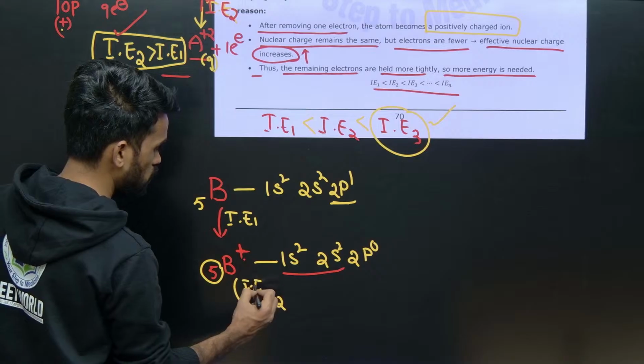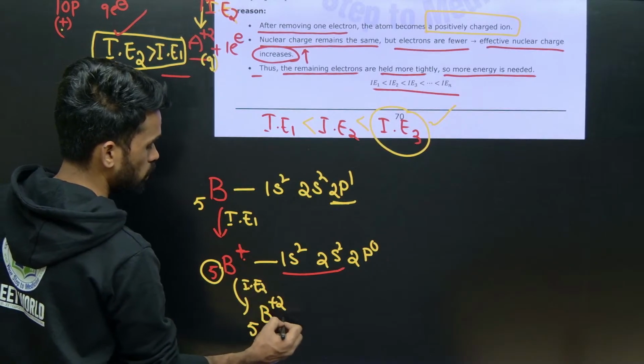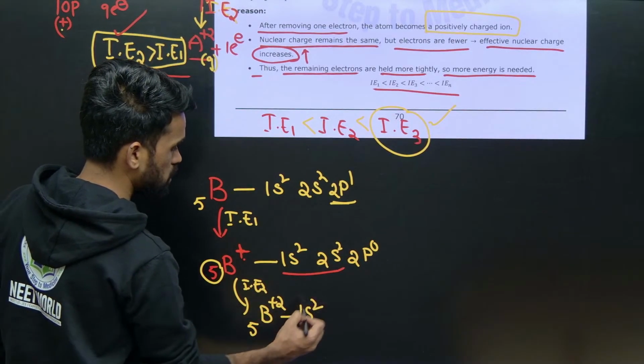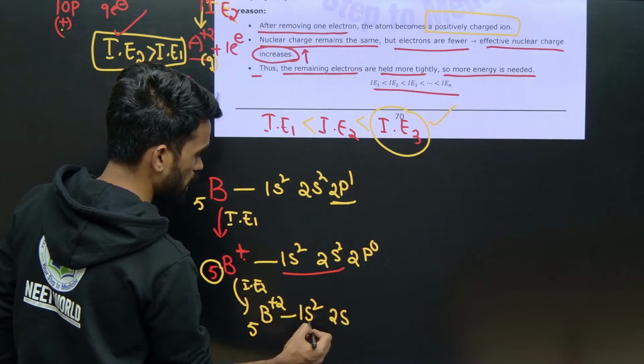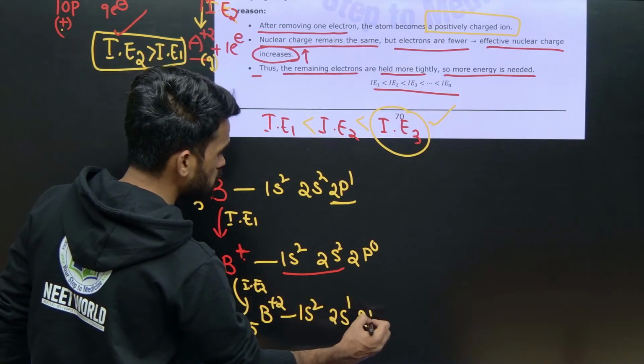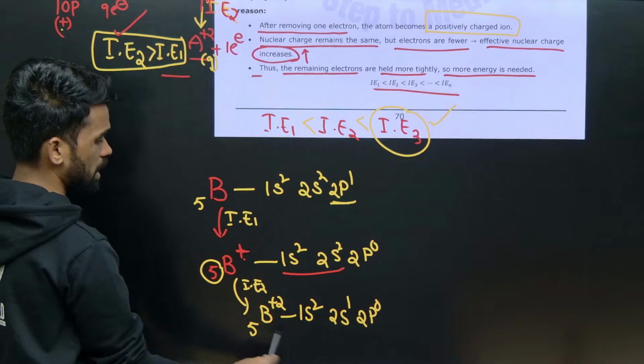I am writing IE2, therefore it becomes B plus 2. And what happens to the electronic configuration? It will be 1s2, 2s1, and 2p0, like this now. So this is the second ionization energy.